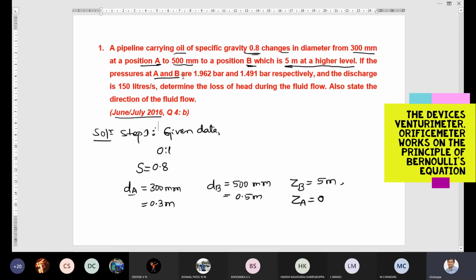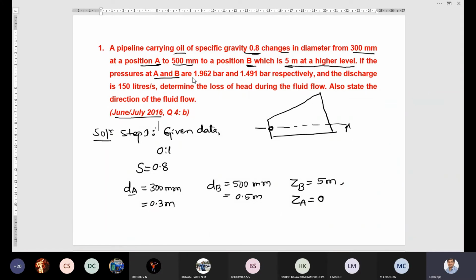If the pressures at A and B are, what is the pressure at A? To understand better, shall we draw a simple diagram? Okay, here we'll draw the diagram. This is the inlet. This will be the outlet, a tapered pipe. I will take this as the axis of the pipe, the reference line. This point I will take as point A. This point I will take as B. So this is the axis of the pipe.